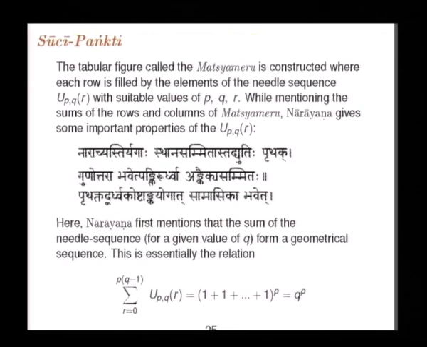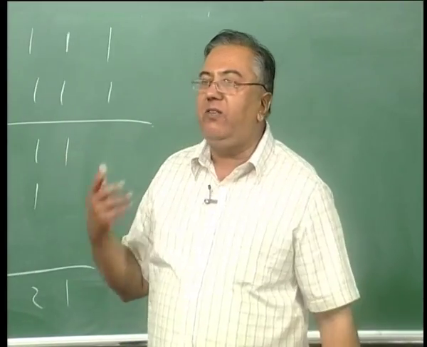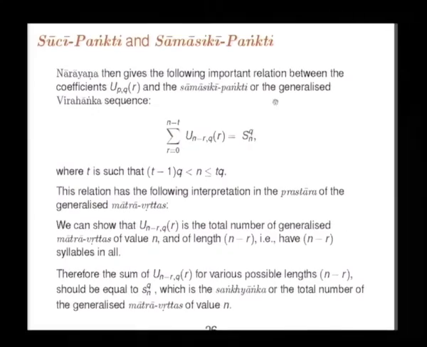Then urdhva ankaikya samhitaha prithak tadurdhva khoshtanka yogat samasika bhavet. When you sum the columns of the Matsya Meru, you will get the samasiki pankti, which are the generalized Virahanka numbers that we talked about. So the relation is something like this. Sum of u_{n-r}(q, r), r equal to 0 to n minus t, is the generalized Virahanka number S_n(q), where t is such that (t minus 1) q is less than n, at most t q. So this is the relation between the samasiki pankti and the generalized Virahanka sequence, which is the relation between the Suchi pankti and the samasiki pankti that Narayana is writing.